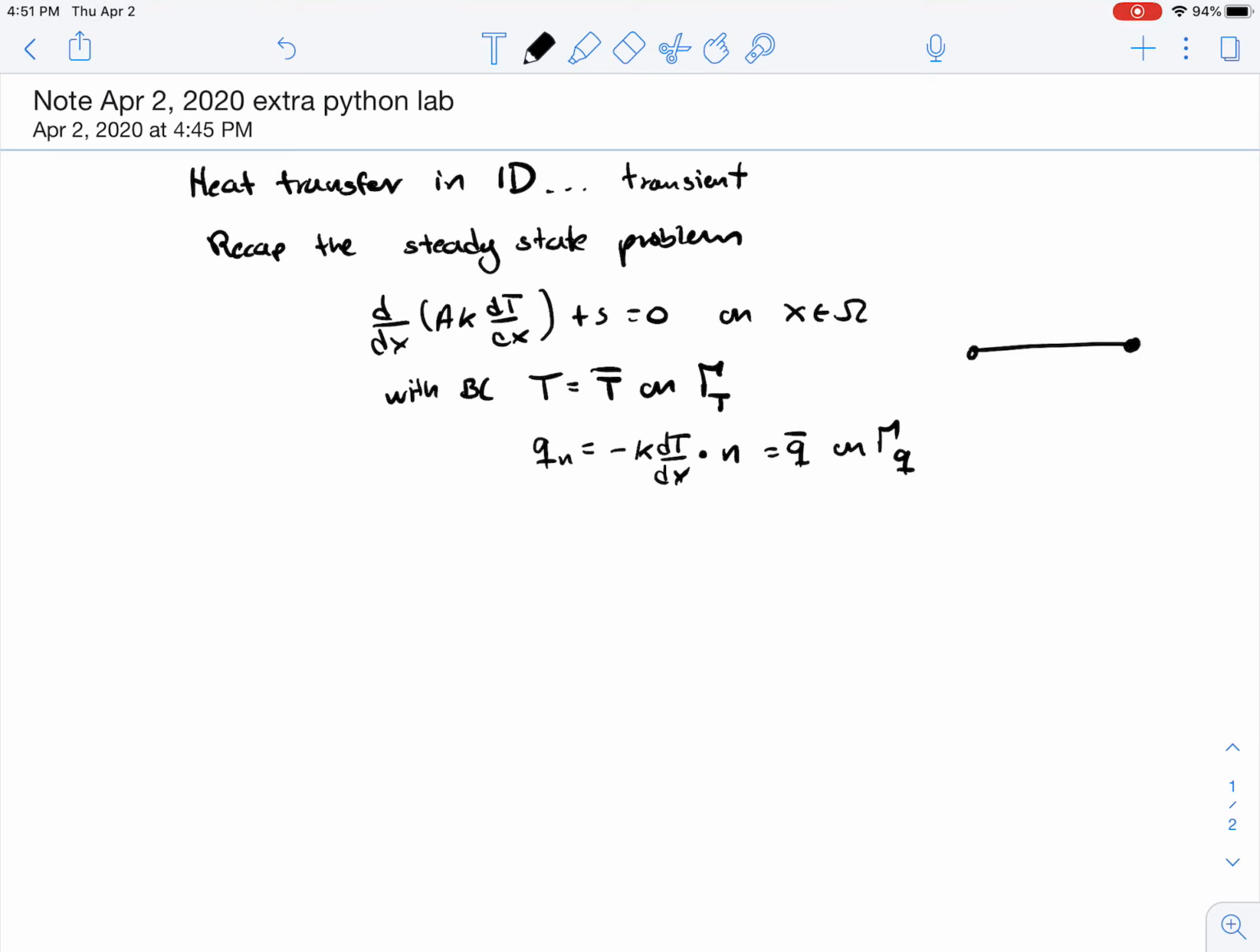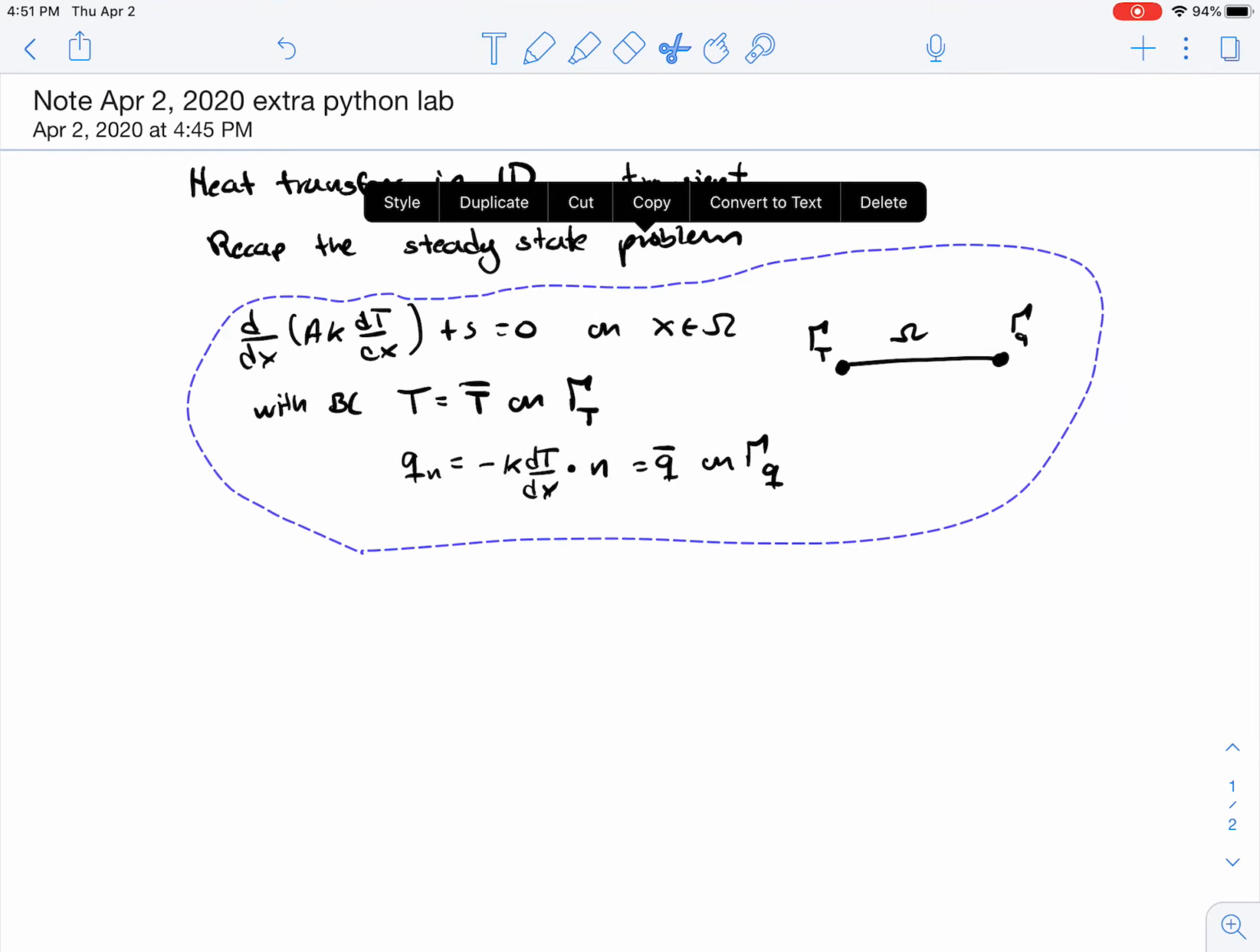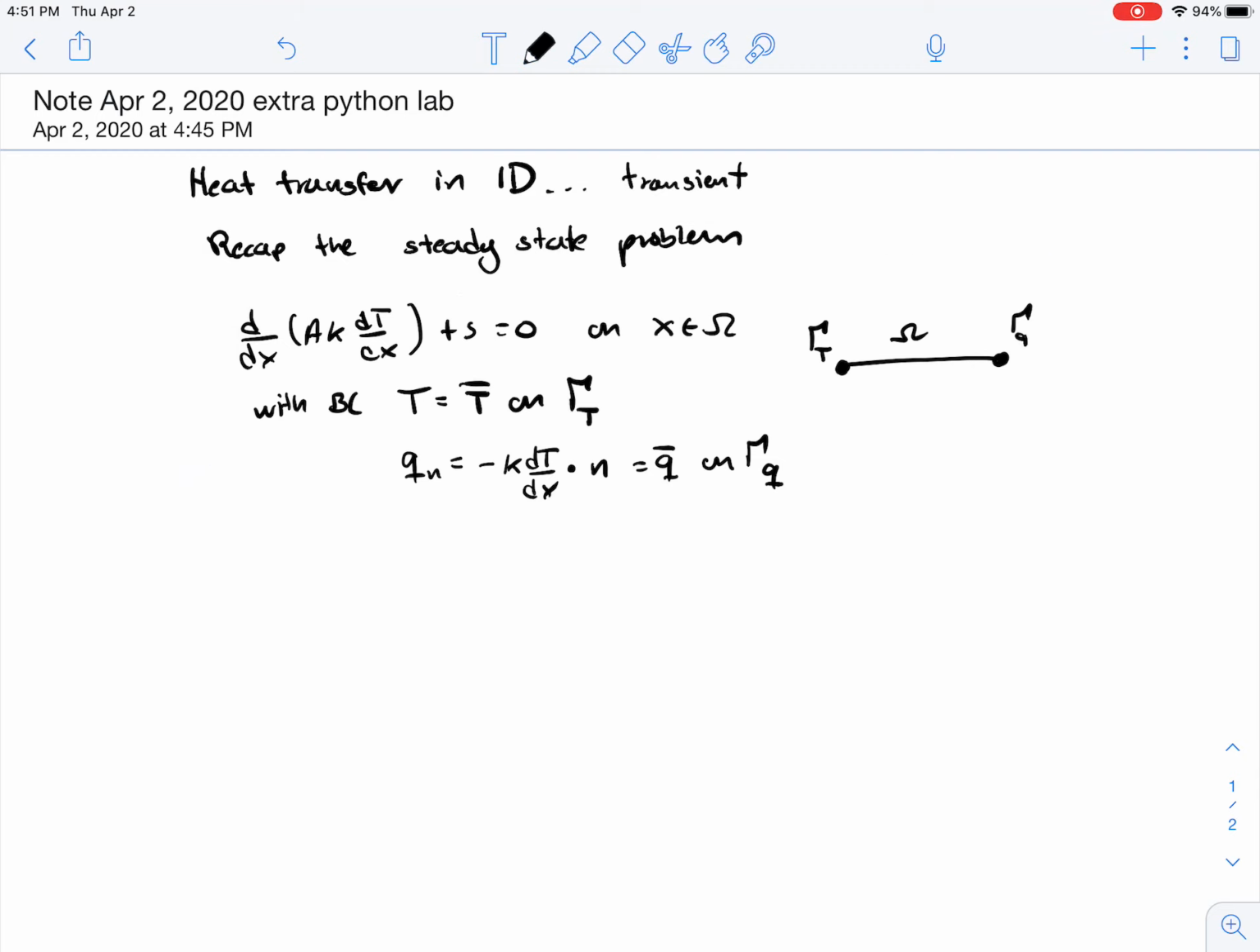I'm still using the notation omega and gamma, but here it's really a piece of the real line. So gamma is just either one of the ends. For example, let's say that I fix the temperature at one end and I have a flux at the other end, and then the rest of the domain would be omega. I'm just using the same notation that I've been using for 2D, but in 1D, boundaries are just the ends of the bar, and omega is just part of the line.